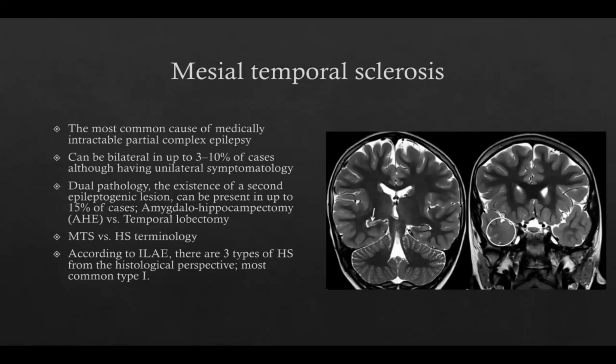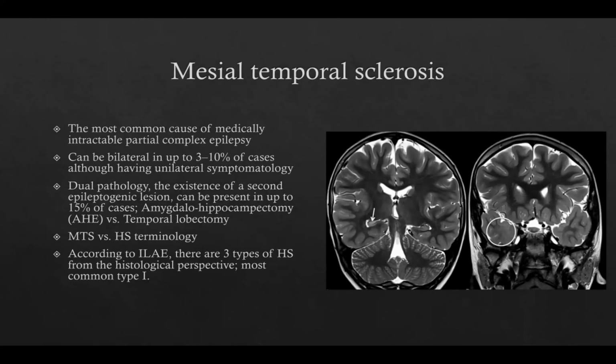So the most common cause will be mesial temporal sclerosis. It can be bilateral in up to 10%, although the patient has unilateral symptomatology. So if we see changes of mesial temporal sclerosis, usually we should look for dual pathology. That means look for any other second epileptogenic lesions, which can be present in 15%.